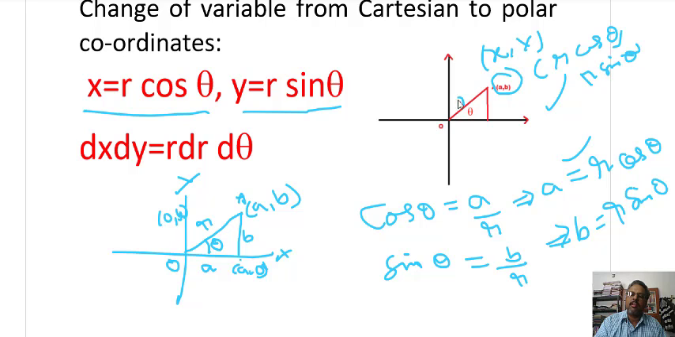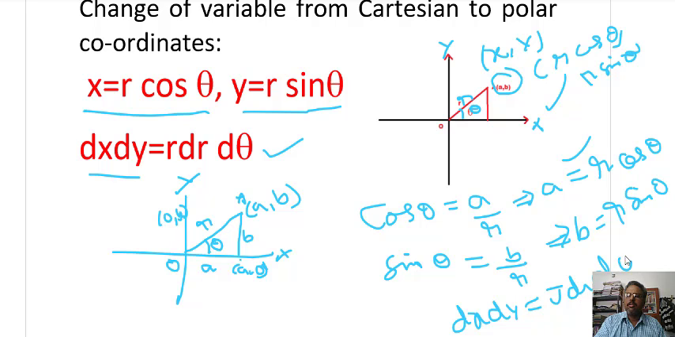What is r? r is the radius vector here. Theta is the angle between the x-axis and the radius vector. In polar coordinates, the x-axis is called the initial line, and the y-axis is called the vertical line. Now dx dy, we have a beautiful formula, dx dy equals r dr d theta. Actually dx dy equals Jacobian into dr d theta, so the Jacobian value is r. If you find the Jacobian, you will get r. At this moment, just learn dx dy equals r dr d theta.